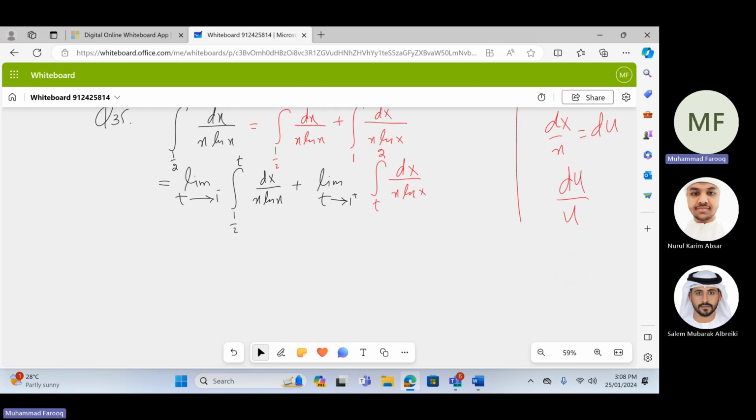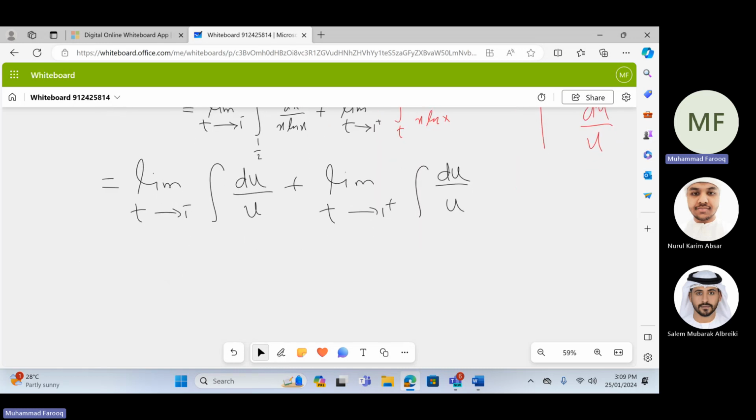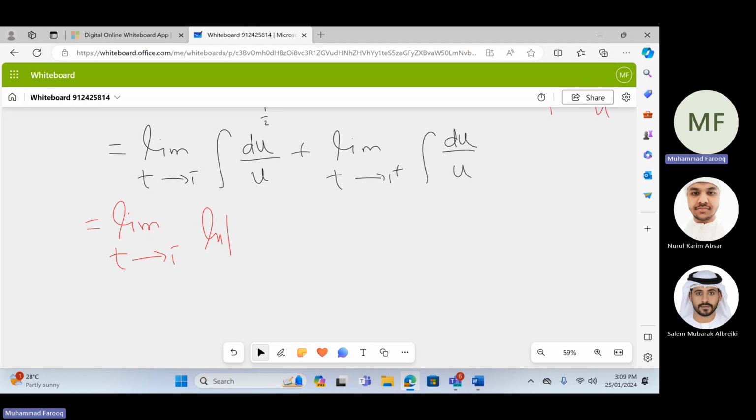When you substitute here, you get limit t approaches one from the left side, integrate du over u. Just copy the same thing here as well. What is the integral of du over u? ln u. Okay, so let's put back: limit t approaches one from the left side. du by u is ln absolute value of u. And what is u? ln x. So what you are getting is ln absolute value of ln x.